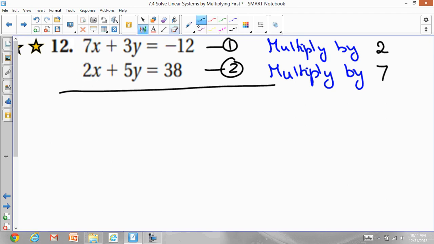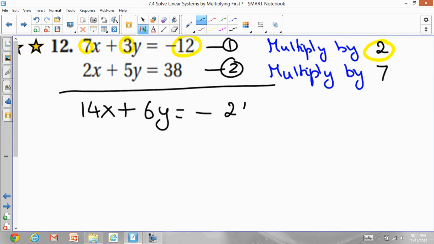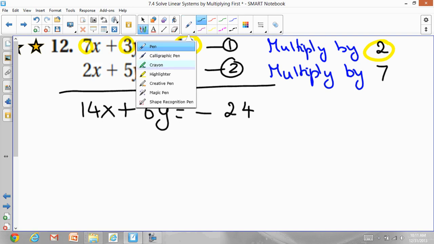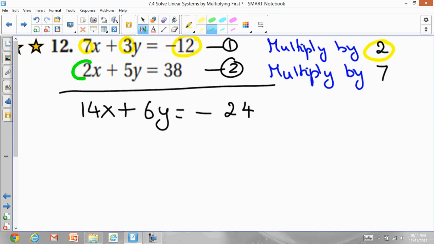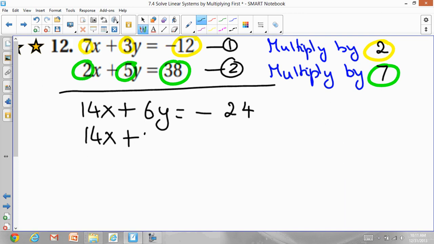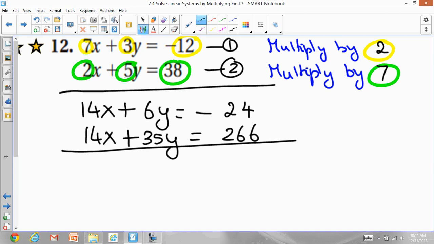So the first equation, watch the ones that I'm going to highlight. All of this I'm going to multiply by 2. So 7 times 2 is 14x. 3 times 2 is 6y equals minus 24. So now my second equation, I'm going to multiply it by 7. So 7 times 2 is 14x plus 35y equals, use your calculator and you're going to get 266. So now you get a new set of equations.